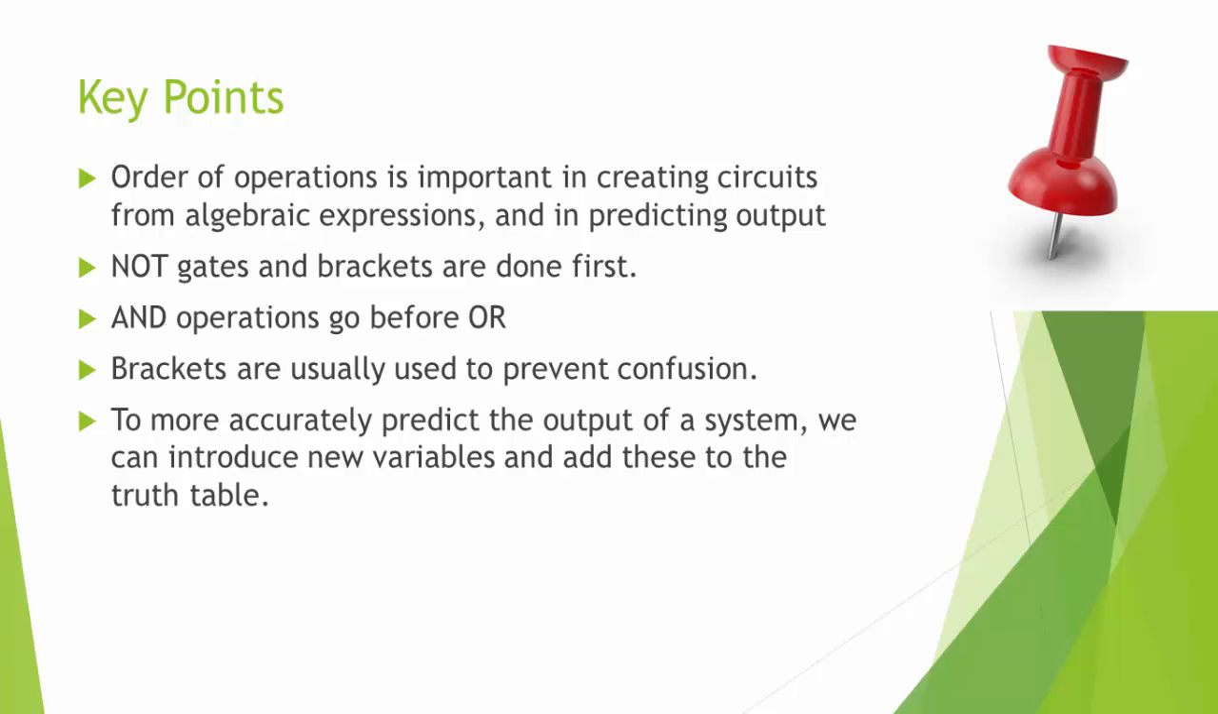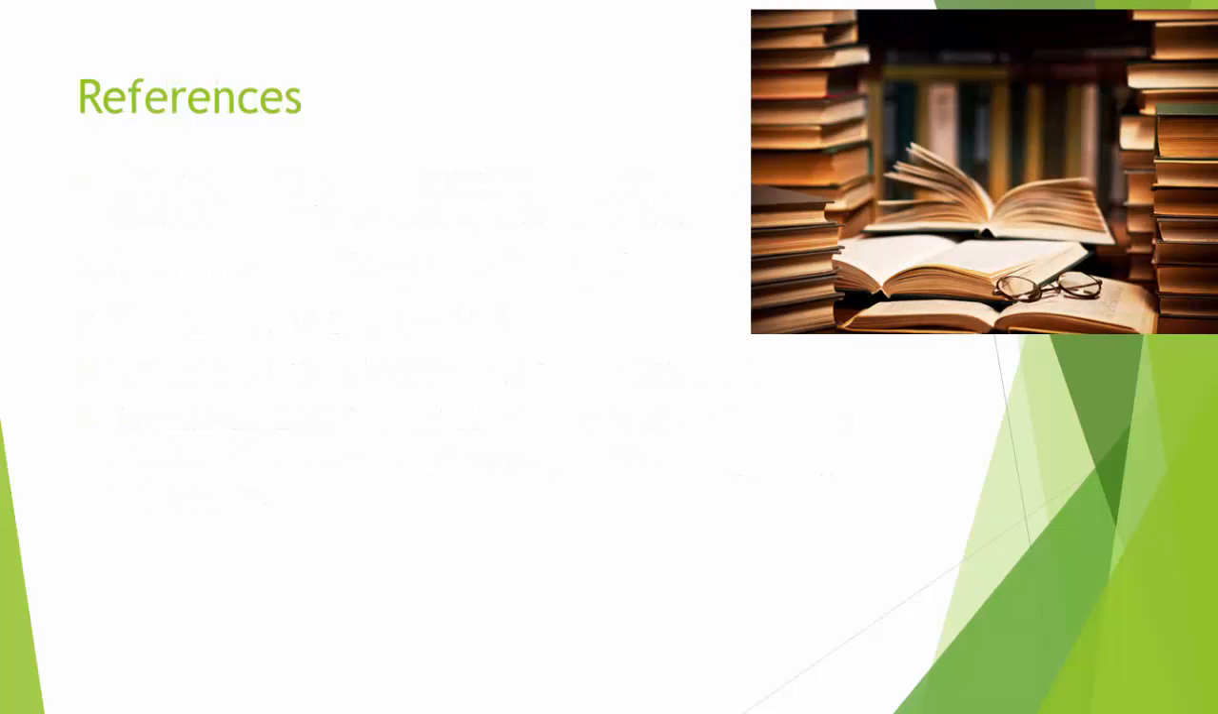And if we want to accurately predict the output of a system, we're going to start introducing new variables, adding columns to the truth table to make it easier to predict.